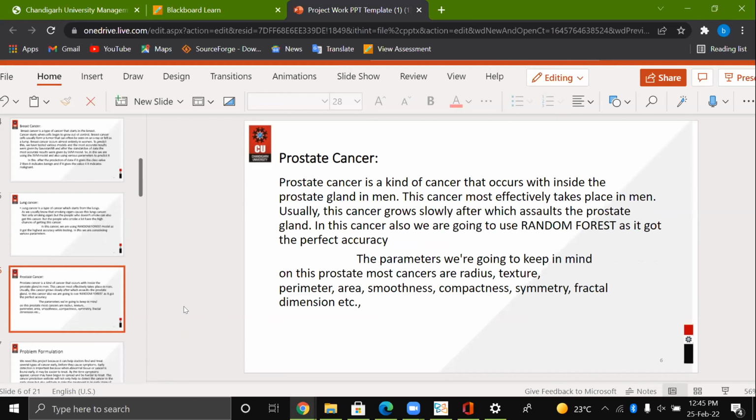Prostate cancer is a kind of cancer that occurs inside the prostate gland in men. This cancer takes place only in men. Usually this cancer grows slowly, after which it assaults the prostate gland. For this cancer also we are going to use random forest as it got the perfect accuracy. The parameters we are going to keep in mind for prostate cancer are radius, texture, perimeter, area, smoothness, compactness, symmetry, fractal dimension, etc.